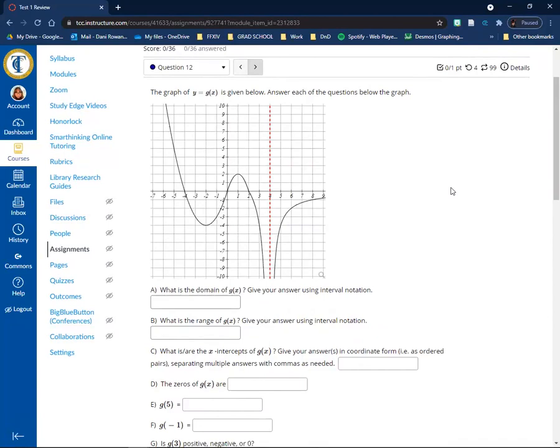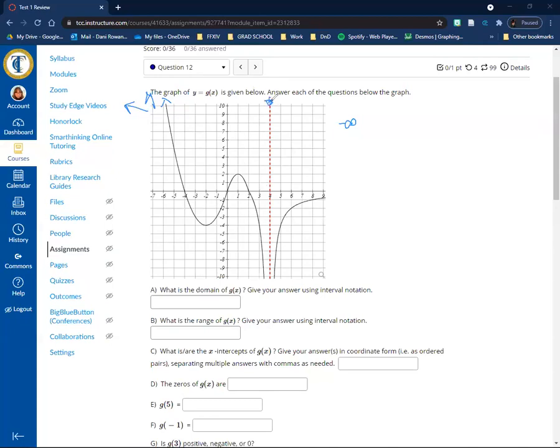So if we're looking at this graph, what is the domain of g of x? So remember, domain is the range of x values. Where does our graph start? Negative infinity. Yeah, it goes all the way to negative infinity, right? So it keeps going this way and that way. So negative infinity. Okay. Does the graph stop at any point? No. Positive infinity. What about this line right here? It'll stop at the red dotted line.